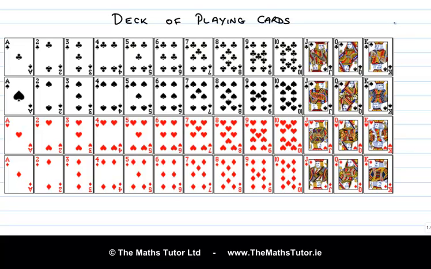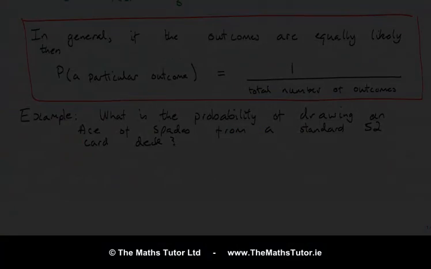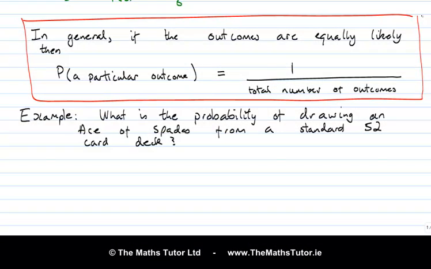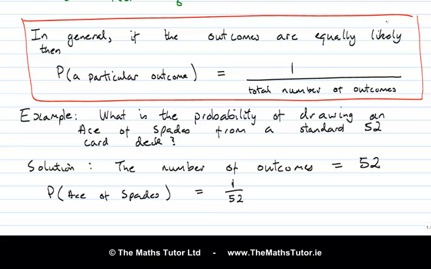Then it becomes clear what the probability of drawing an ace of spades is. So the total number of outcomes is 52. According to our general rule here, that means that the probability of any one particular outcome is 1 over 52. So that means that the probability of drawing an ace of spades is 1 over 52.